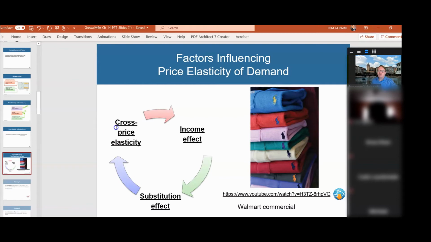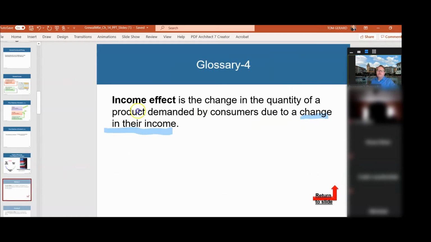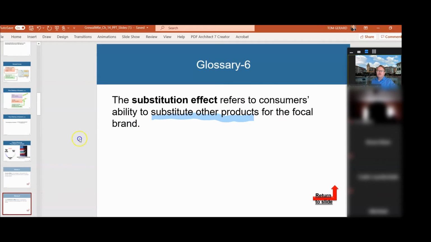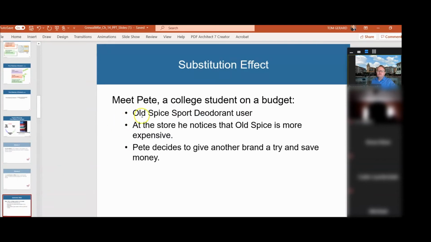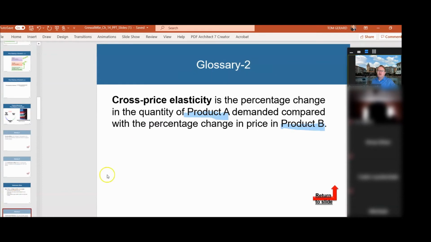Okay, so that's cross elasticity, as one price goes up. For these, they are competitive. Cross price means two things go together. I've got shampoo and conditioner. I've got, you know, certain things that go together. The one that they use as an example, I think, is the girl with the... and these are all the definitions of what we're talking about. Here's Pete with the Old Spice deodorant, and he's going to get a cheaper brand. But there's one where the cross price elasticity is the percentage change in product A and product B.